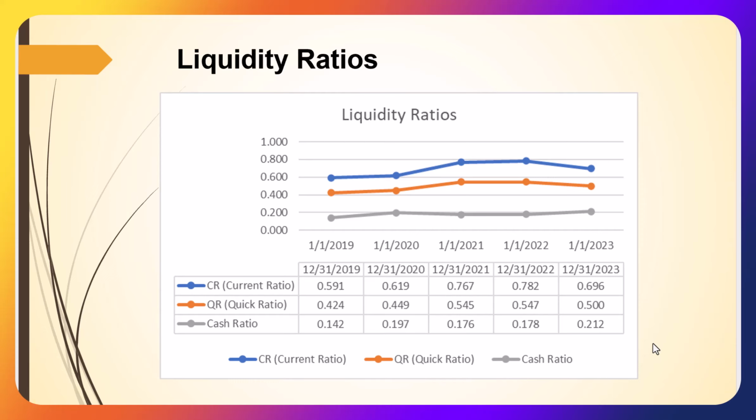The cash ratio seems to be relatively stable. It basically assumes or implies that the company keeps a set amount of cash on hand to cover whatever its current obligations might be.